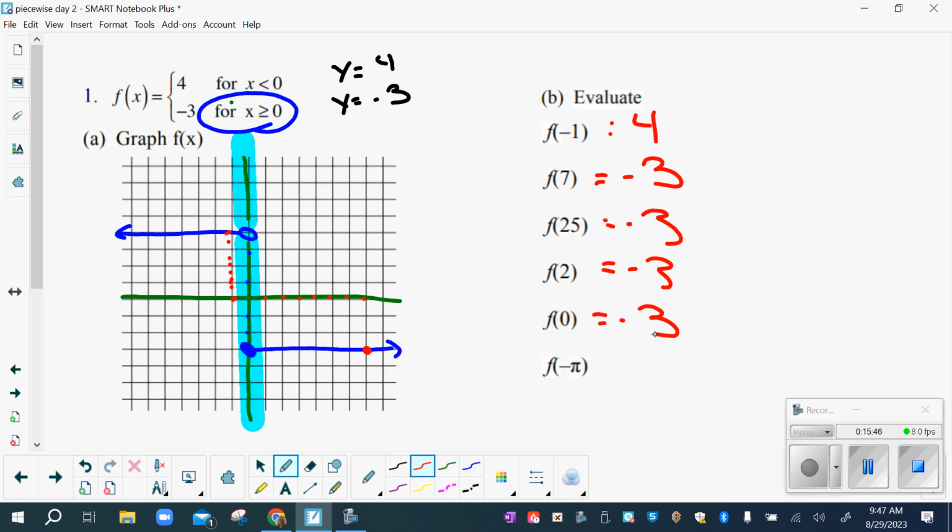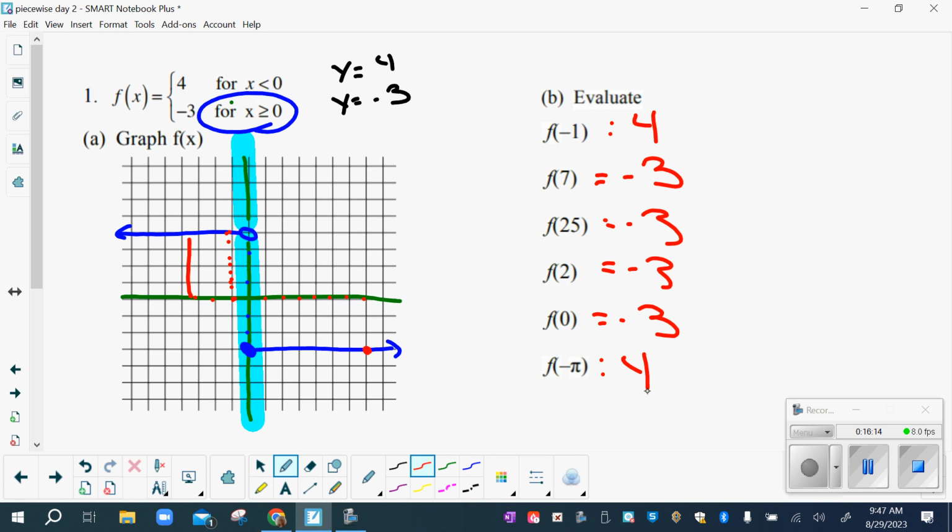Now here's what's crazy. -pi, that's a crazy number. You know what that is? That's like -3.14. I don't even need to be exact. I just know it's somewhere around here. 1, 2, 1, 2, 3, a little bit more. Doesn't matter because look where it hits. It hits right there at 4. So don't let the fact that it looks scary fool you. The graph is your friend.